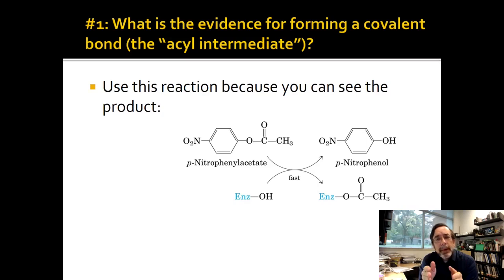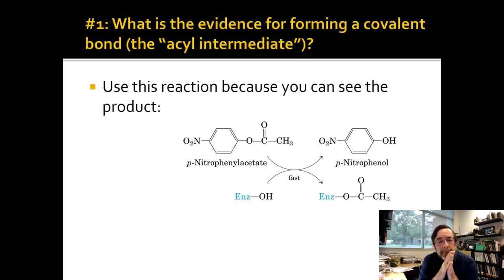Remember, covalent bonds are very strong, but they're also slow. They're slow to make and they're slow to break. And in fact, the slowness of the reaction allowed you to see that there were at least 2 steps, and that the covalent bond must be formed. A slow step must be in the middle of things.